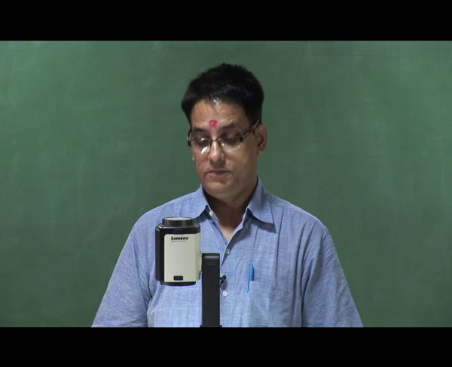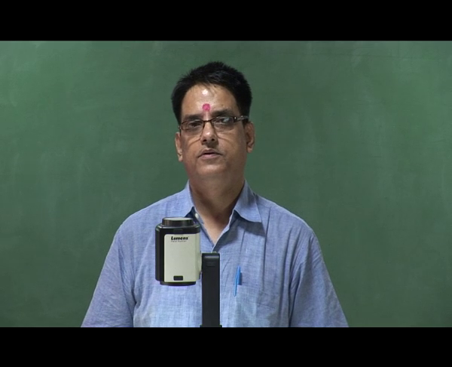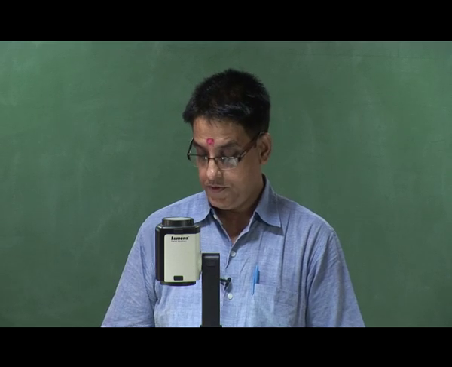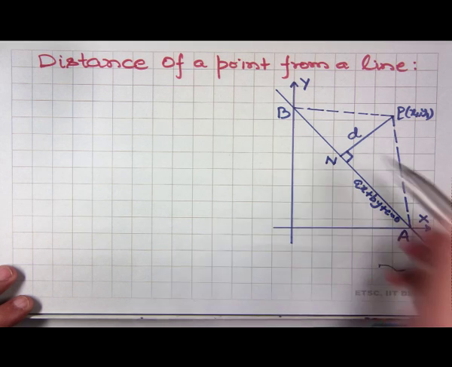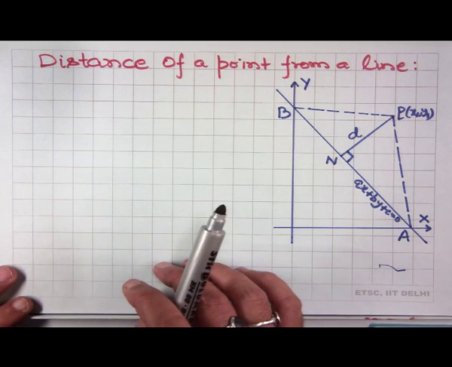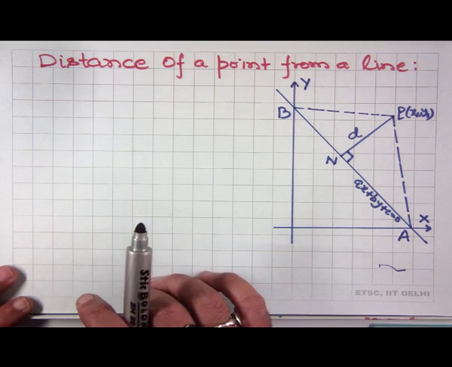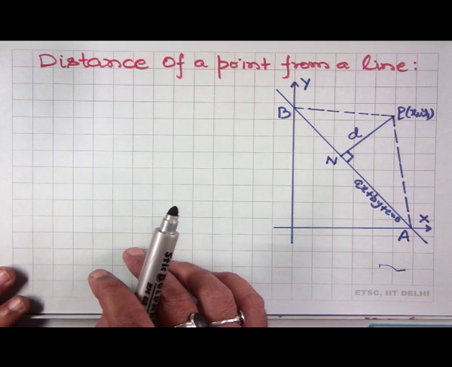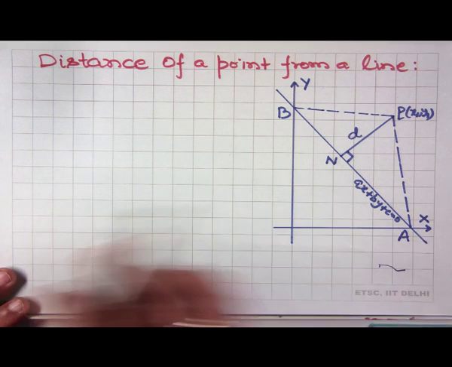Today we are going to discuss the distance of a point from a line. So this is lecture number 4: distance of a point from a line. Say ax plus by plus c equal to 0 is a line and P(x1, y1) is a point. This line ax plus by plus c equal to 0 cuts the axes at points A and B.